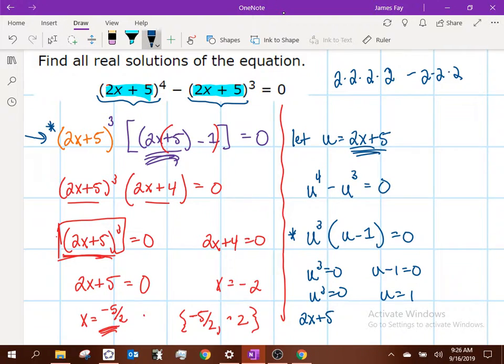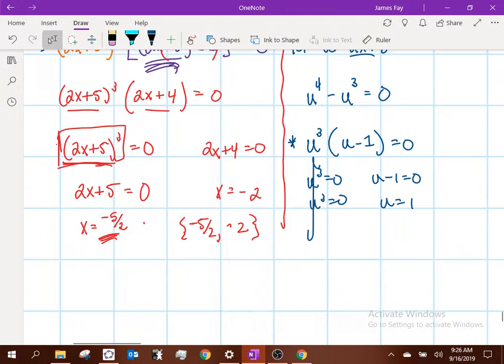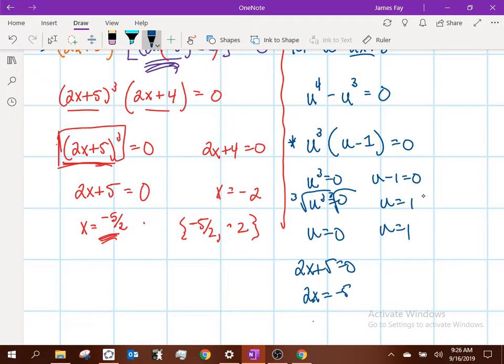Actually, let's do it this way. Because it might make a little bit more sense for some of us. We could substitute right there. But can I actually do this? Can I say u is equal to 0? Can I take the cube root right there and the cube root right there? What's the cube root of 0? 0. Okay. So I've got these two things, u equals 0 and u equals 1. Well, if u was 2x plus 5, does that give me x to be negative 5 halves again?